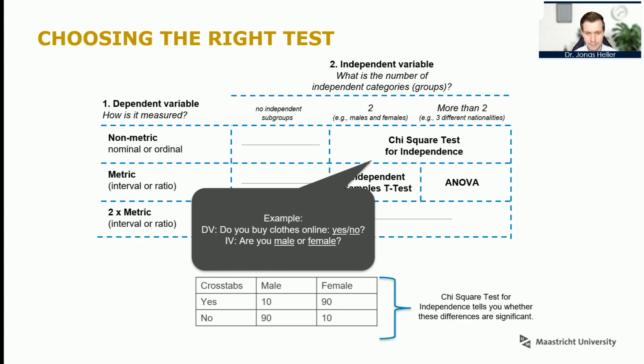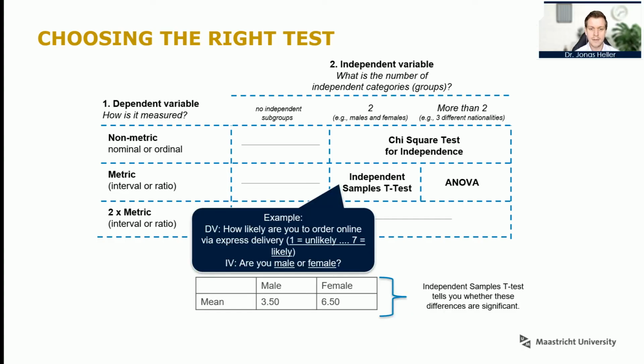Right, so then the chi-square for independence will flag significance, and it's used to measure non-metric dependent variables and two different independent groups. Now, what you could also do, you have a look at metric data for your dependent variable. Consider the question, how likely are you to order online via express delivery on a Likert scale from 1 to 7? 1 means unlikely, 7 means likely. That's our dependent variable. It's measured on a metric interval scale. And our independent variable is still gender. So we compare males and females, and we compare the different answers of males and females to the question, how likely are you to order online via express delivery?